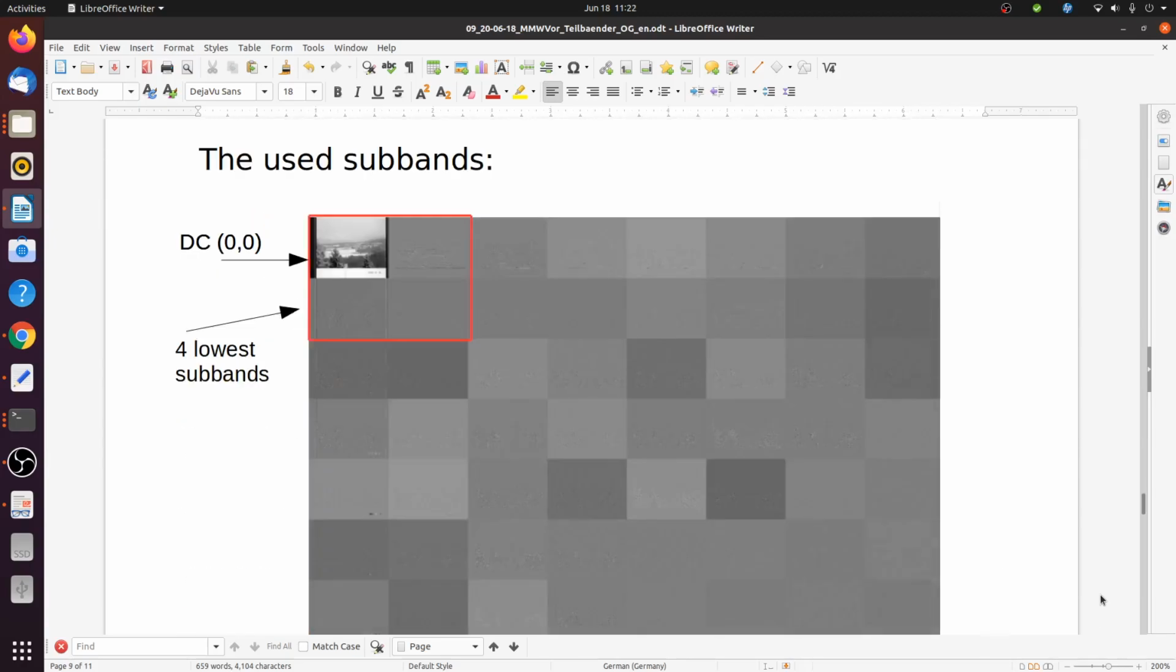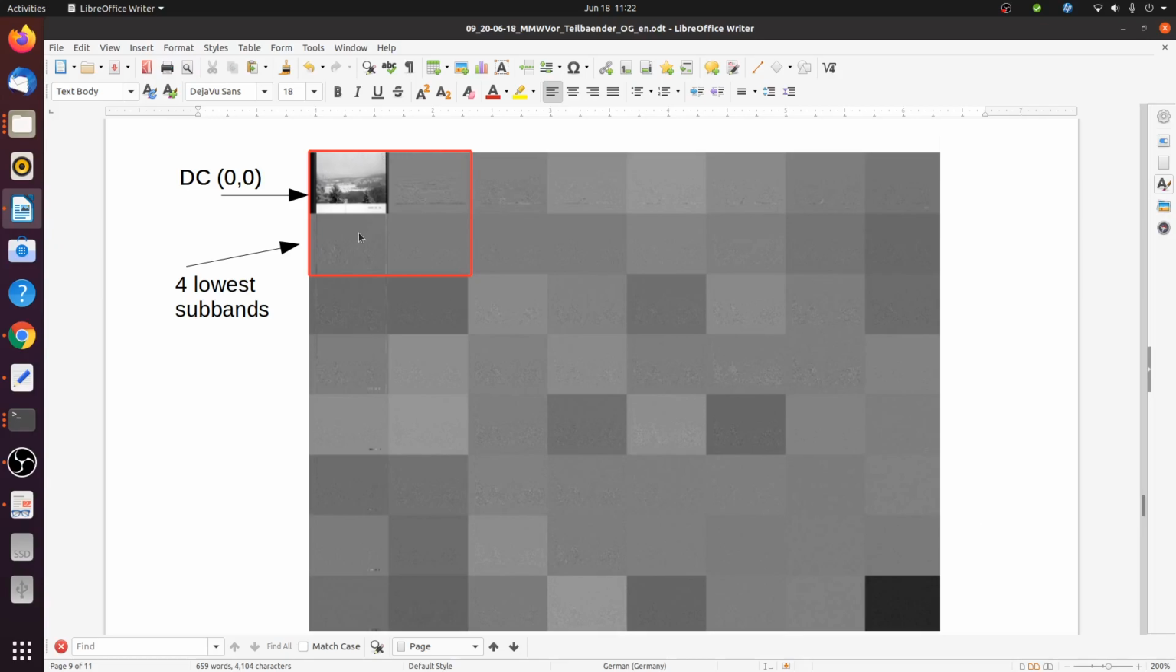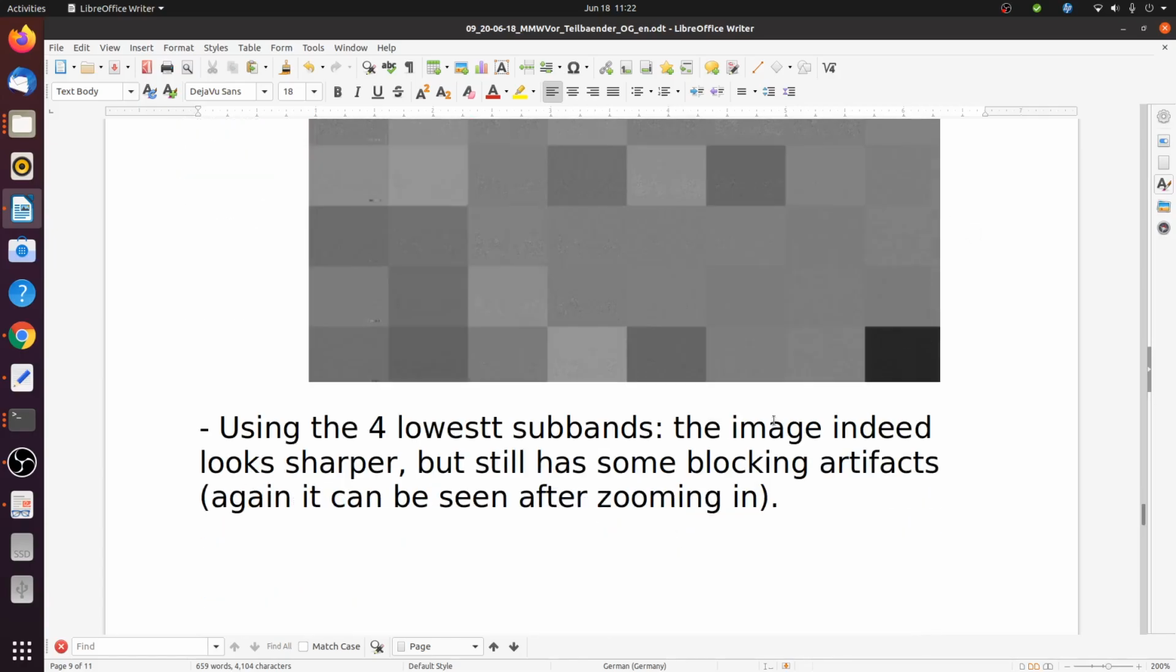Right. So here you can see the used subbands. We took DC and then the surrounding higher frequency subbands, 4 out of 64. So the image indeed looks sharper, but still has some blocking artifacts, which can also be seen after zooming in. But you really need to look closely to see the differences. So this also shows why this is a good approach for compression, because we just took 4 out of 64, which means we have 1/16 of the original data for reconstructing the image. And it still looks quite good.